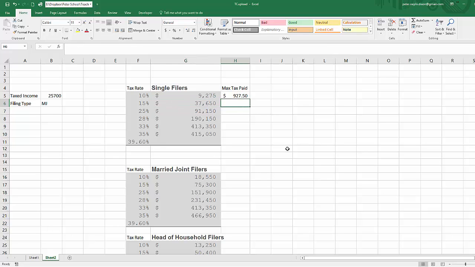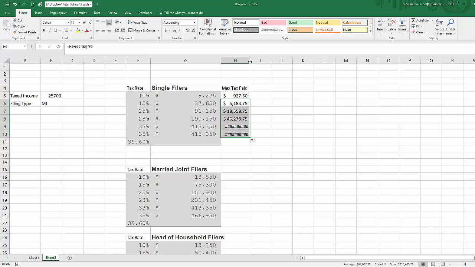Now, what if my income's exactly $37,650? Well, I'm going to end up paying 10% on the previous amount, which means I pay this much on the previous amount, plus 15% on the difference between this level and the $9,000. So on all my income between $9,000 and $37,000, I'm going to pay 15%. So that's going to be $5,000. And then I can drag this formula all the way down.